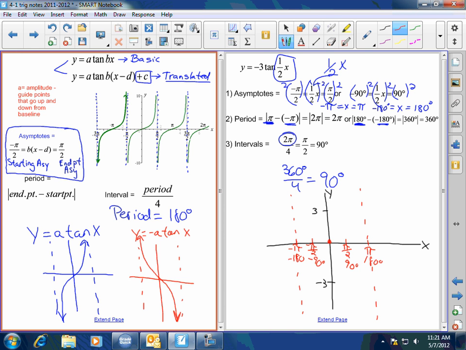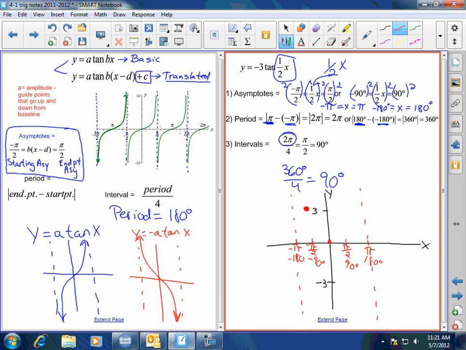So, okay, now watch. Put your pencils down and pay attention. There's no rhythm like baseline, peak, baseline, trough, baseline. There's no rhythm for this, so I kind of made up my own rhythm. From your asymptote, you can't touch the asymptote, so you're not going to have a point on the asymptote. But at my first interval, which is right here at negative 90, match that up with the 3, with the A. That's your guiding point. Okay?